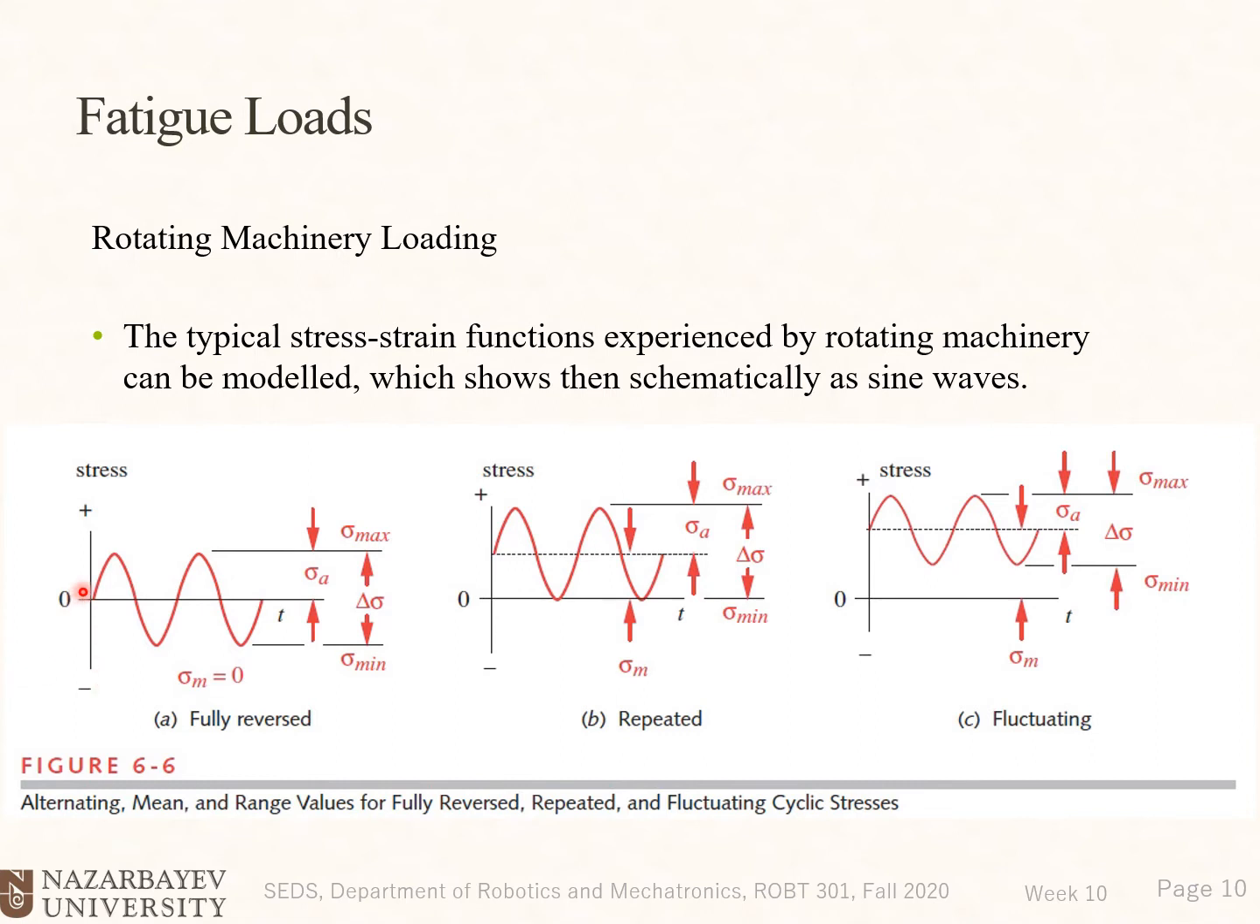It goes from positive to negative. It's shown by a sinusoidal function that goes from positive to negative. So we have the fully reversed one. The mean value is 0, and the alternating value is constant. So this is the mean value, alternating value. This is the amplitude of the sinusoidal, basically. Delta sigma is sigma maximum minus sigma minimum.